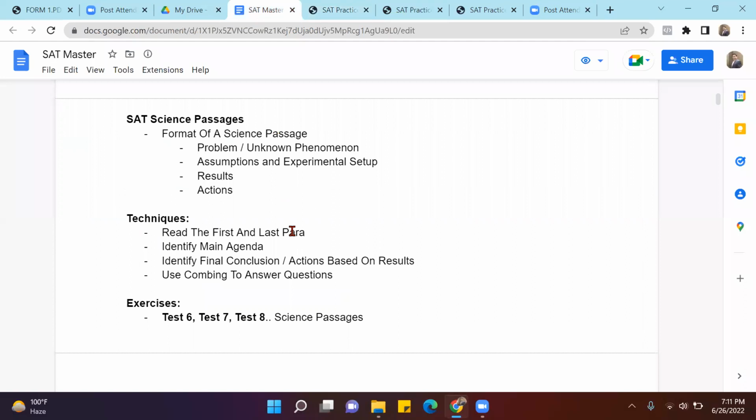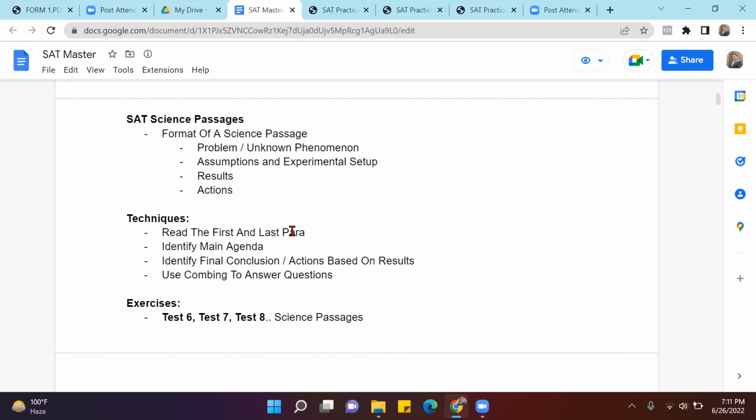And yeah, you can try doing some passages on your own. Whenever you read a science passage, follow this template. Have this skeleton in your mind, that it will always start with the premise. They will define the problem. Then after that, there would be certain experiments. Then there would be certain results, and based on the results, there would be certain actions. And you can follow this particular structure while doing the science passages.